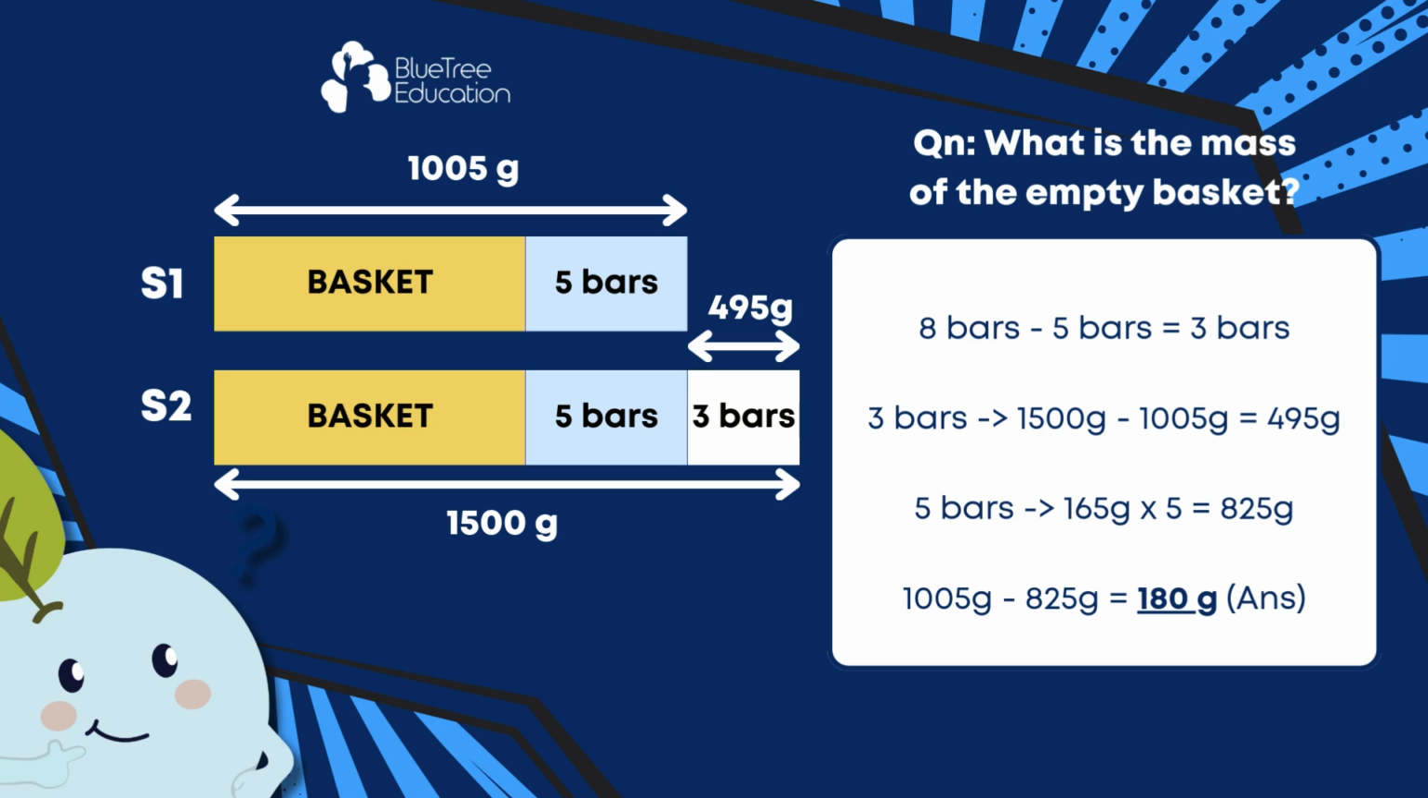But it's better to find out the mass of 5 bars instead of 8 bars of soap, because 5 is a smaller number. If you were to multiply 1 bar of soap by 8, it actually goes into the thousand place, and you actually have a higher chance to make careless mistakes.